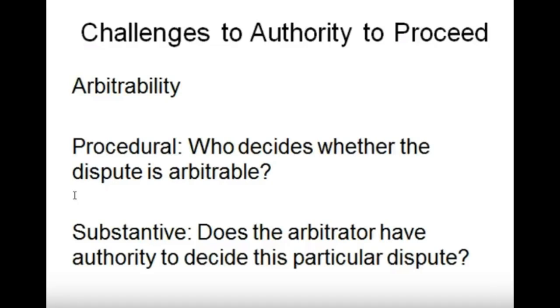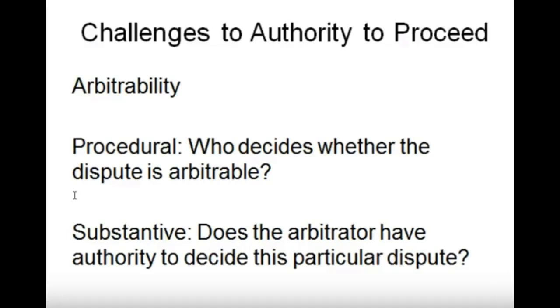A classic example of this may be if an arbitration clause is contained in a private employment contract and it specifically carves out discrimination claims, but the demand comes in and, in addition to other damages, there is a claim for damages resulting from discrimination. This could be the subject of a challenge to the authority of the arbitrator to proceed on that claim.